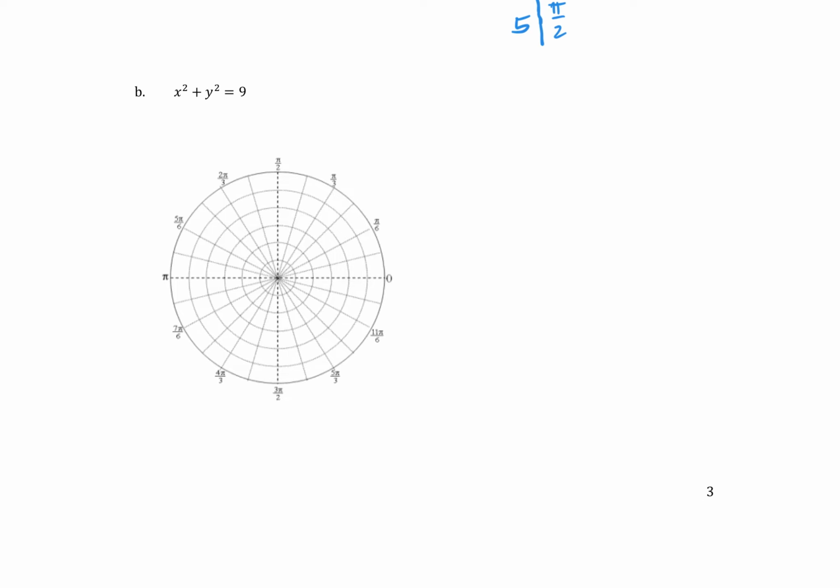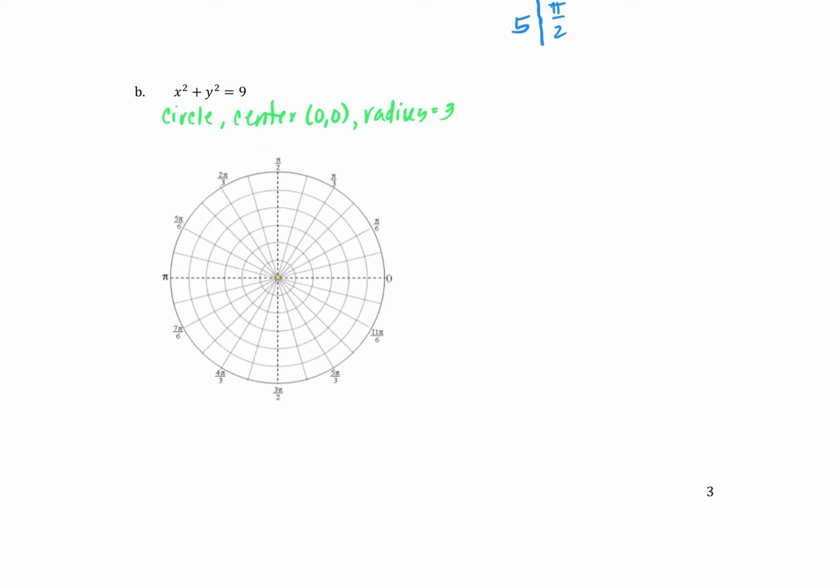So in B, we have x squared plus y squared is equal to 9. Rectangular, that's just a circle centered at the origin. The radius would be 3 because the 9 is the radius squared. So if I was looking at this in rectangular, I would see that I have a circle. Center is the point 0, 0. It's at the origin. And radius is 3.